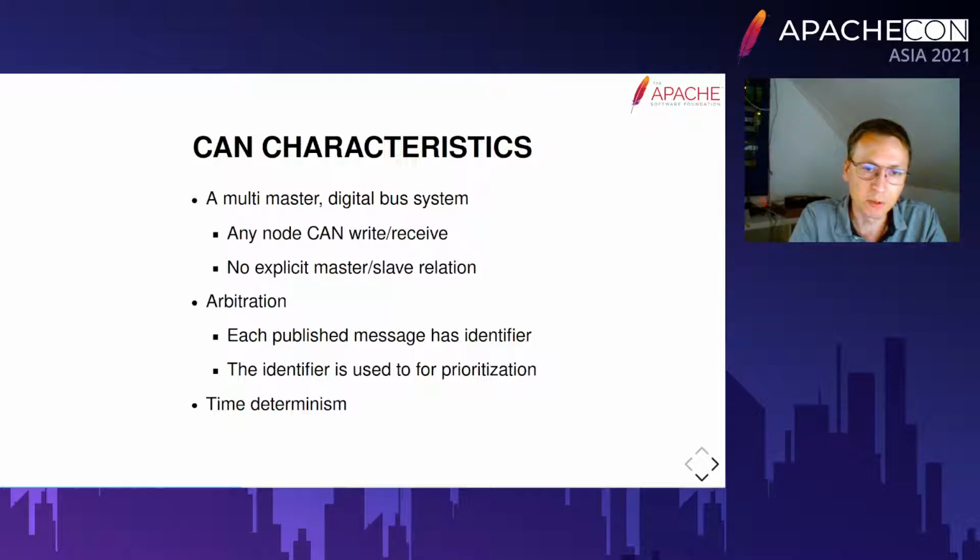This multi-master nature has certain advantages, and the lack of an explicit master-slave relationship, which we know from Modbus and Profibus and other bus systems, is quite unique. The thing I touched on in the previous paragraph is really about arbitration. Each message published to the CAN bus has an identifier, and this identifier is used for prioritization of messages. So the lowest identifier wins. If two CAN nodes are trying to write to the bus, the one which writes the message with the lowest identifier will win, and the second node should stop and wait for another cycle to write the message. Because of these characteristics, CAN can also provide some time determinism, which is important in some applications.